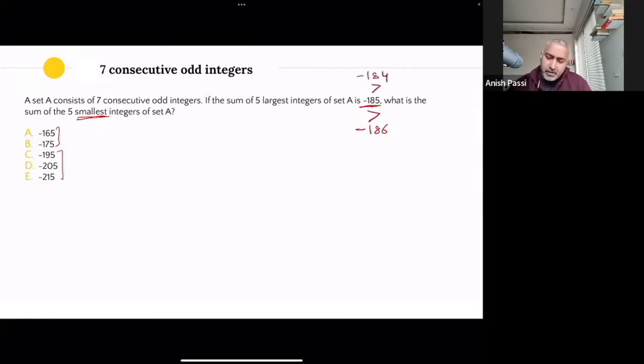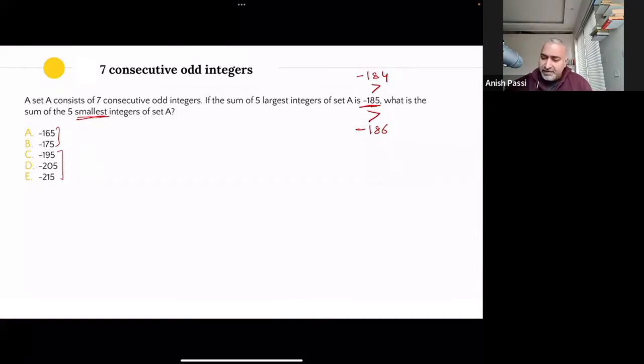Next question. Just based on what the question has given us and what it's asking, can I eliminate any answers? The sum of the 5 largest is negative 185. So the sum of the 5 smallest will be more or less than negative 185, just in terms of more or less, no values yet. The sum of the 5 smallest will be smaller, a lower value. This much is clear.